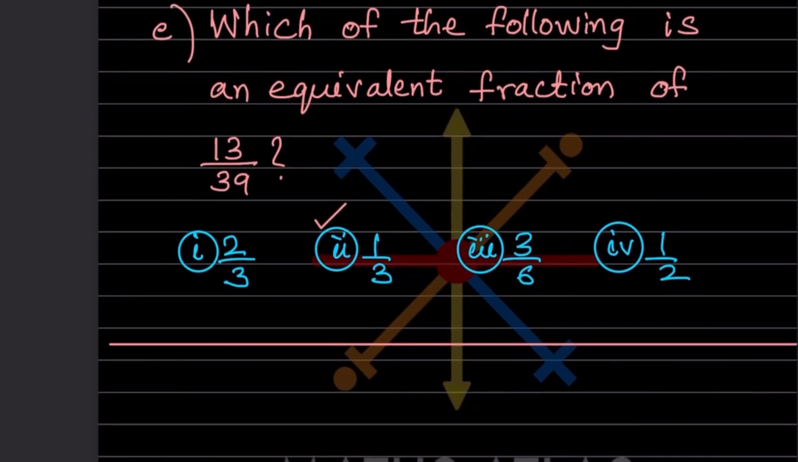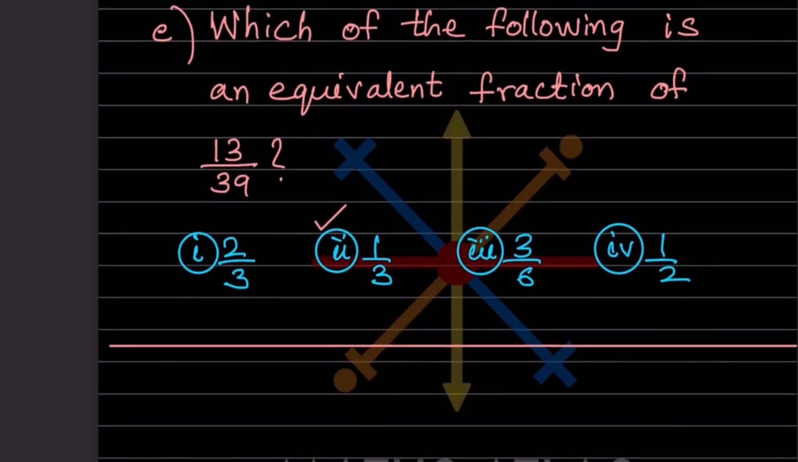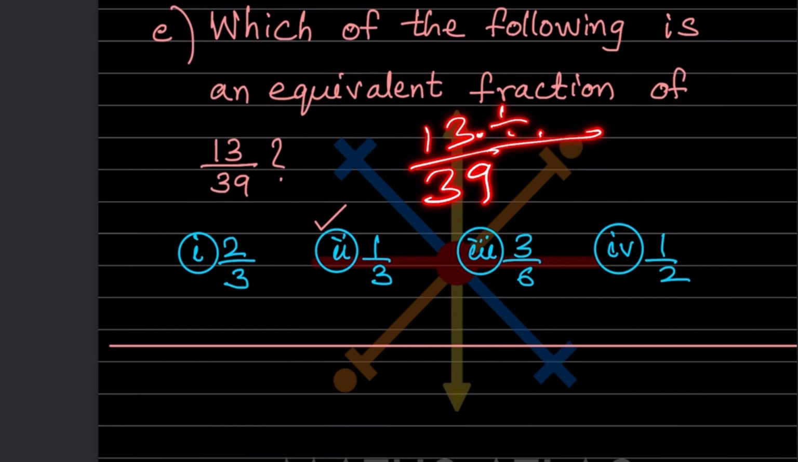Which of the following is an equivalent fraction of 13 by 39? So now see here, 13 by 39. Now if you know the table of 13, what will you do? See, this 39 is in the 13 times table. So 13 divided by 13, and if this is divided by 13, this also should be divided by 13. And here this is 1, and 13 3s are 39. So this is the correct option. 1 by 3.